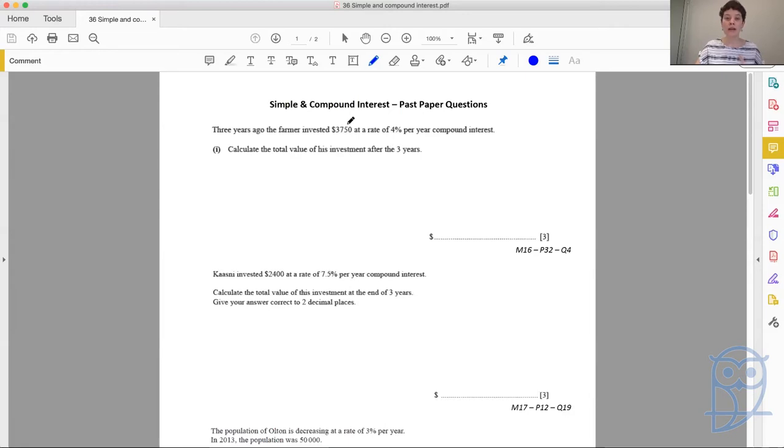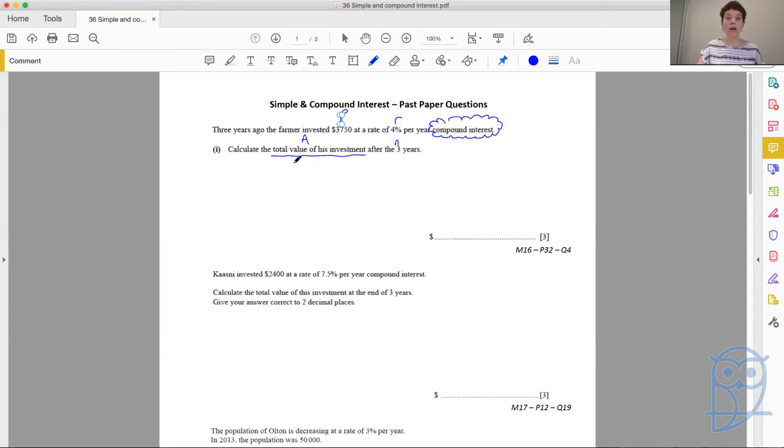So we go through and we say, okay, he invested, so that there is his principal. 4% per year, there's his rate. After the 3 years, there's our number of time periods. So when they now say total value of his investment, are they looking for A or I? They're looking for A, total value of his investment. It's the amount that he's got at the end, and we are working with compound interest.